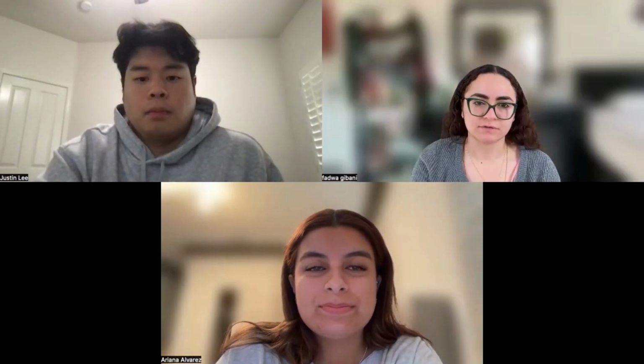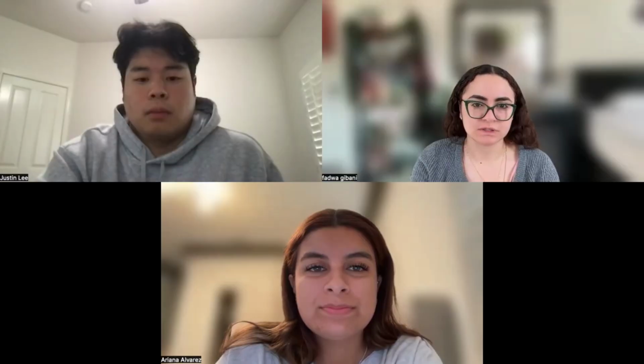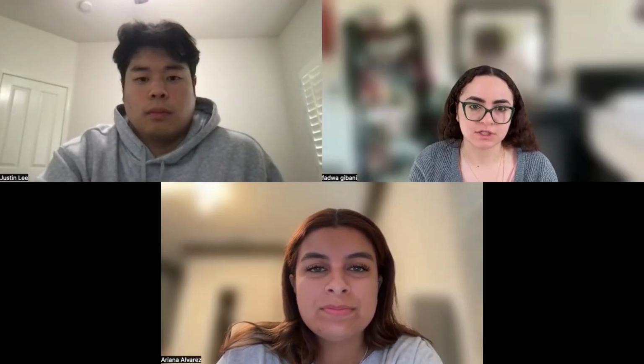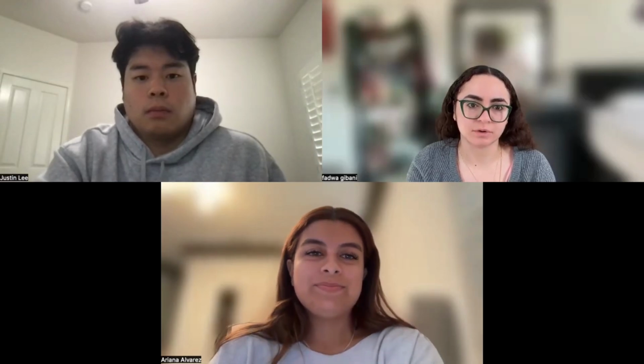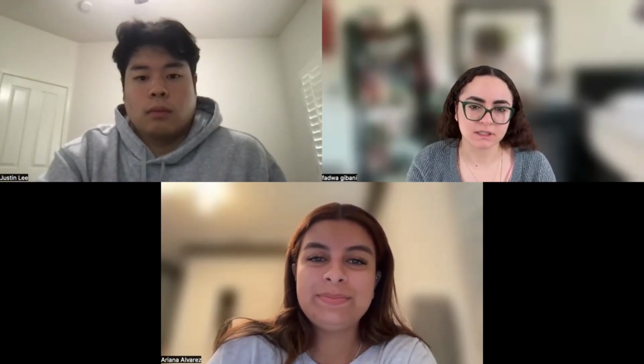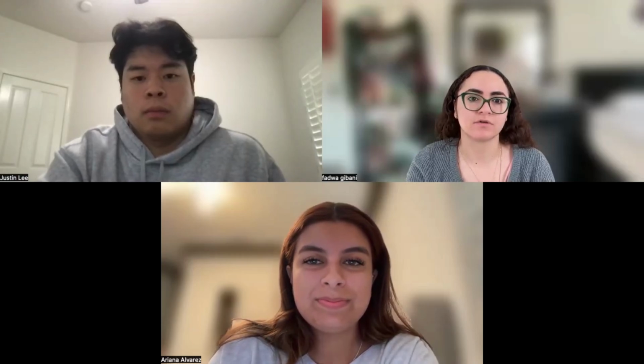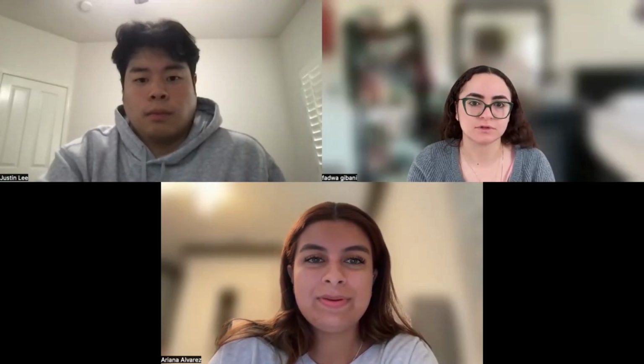The oral transit phase begins once the bolus is positioned on the tongue. The tongue forms a central groove and sequentially elevates against the hard palate to generate pressure for posterior propulsion. This phase typically lasts about 1 second in adults and ends as increased sensory input at the anterior faucial pillars triggers the pharyngeal swallow.